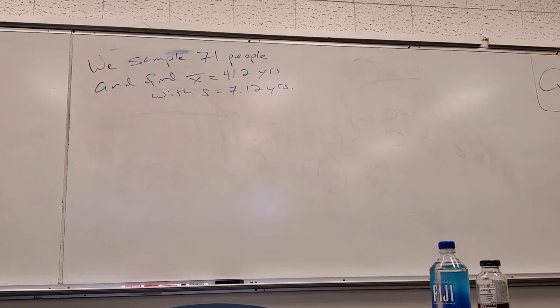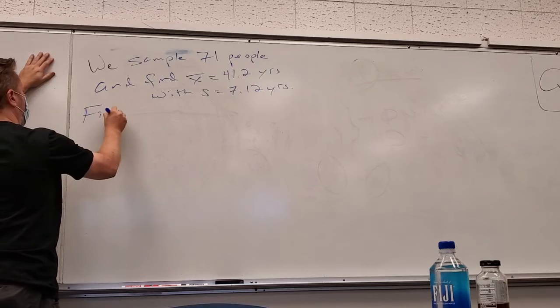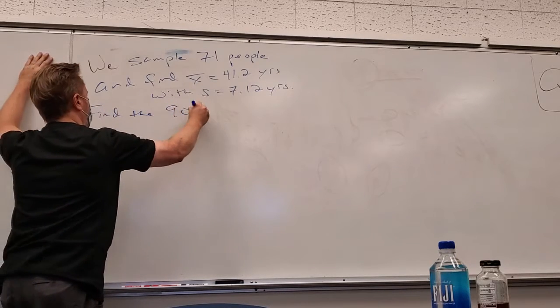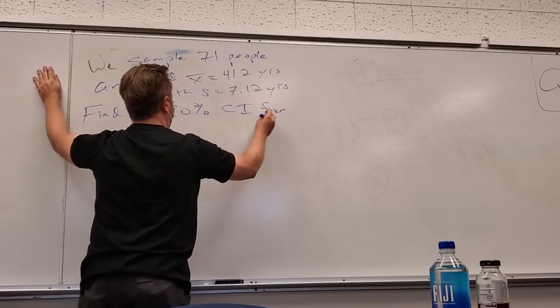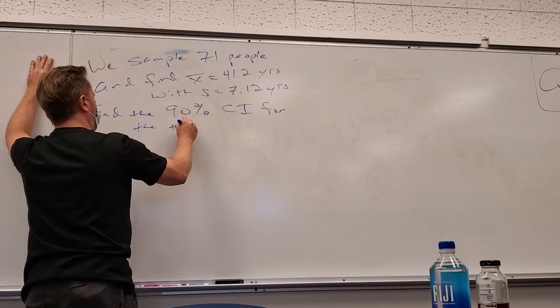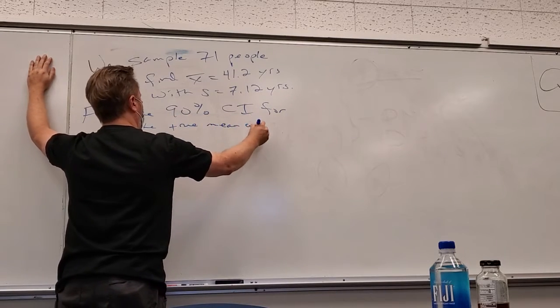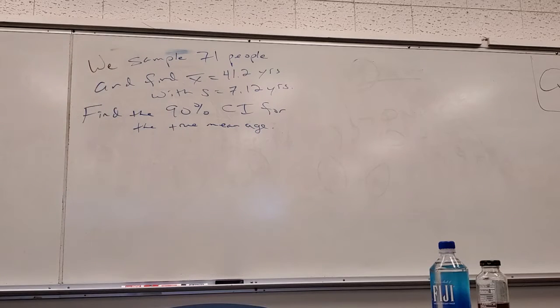Now, some of the homework will give you a list of data, so you have to put it into your one more stats. Right? So that's why I did an example like that last time. One more stats, you can get your X bar, you can get your S. Yes? You guys okay? So they're not always going to just give it to you. Find the 90% confidence interval for the true mean age of 71 people, wherever this is. Okay.